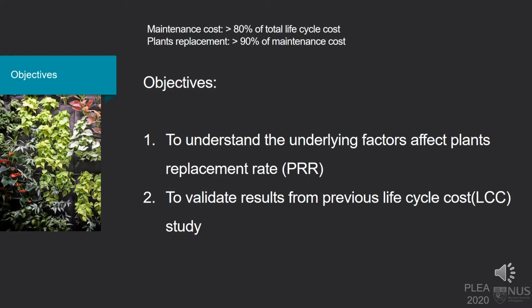Our research is mainly about urban greenery, especially vertical greenery system. It can also be called green wall. According to our previous study, maintenance cost takes up more than 80% of total life cycle cost of green wall, and plants replacement accounts for 90% of the maintenance cost. So it is an important factor that we need to pay attention to.